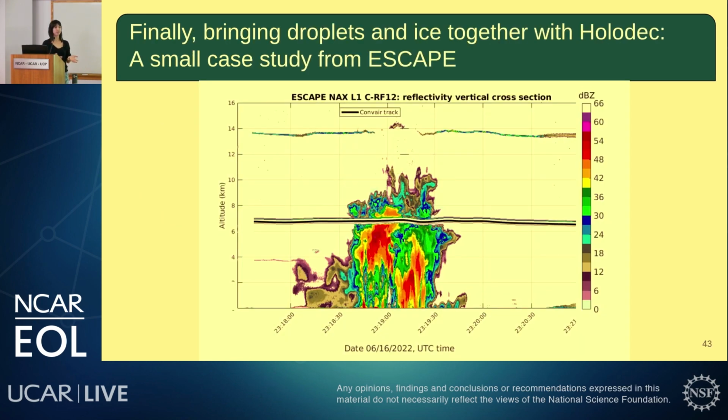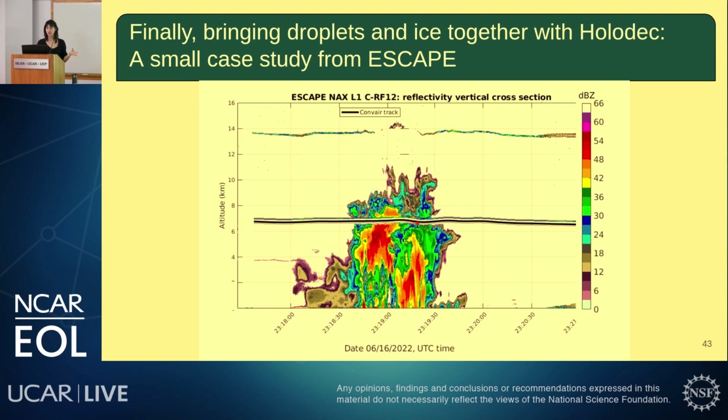And lastly, to close out the talk, I wanted to bring the ice and the droplets together with the holodeck data, with a small case study from the ESCAPE field campaign, which also flew the holodeck. It actually flew very similar instrumentation as SPICULE and had a similar sampling strategy, similar cloud types, but it was located closer to the Gulf, based in Houston. So here is shown a flight track through a cloud, and it was a mixed phase cloud at -10 Celsius.